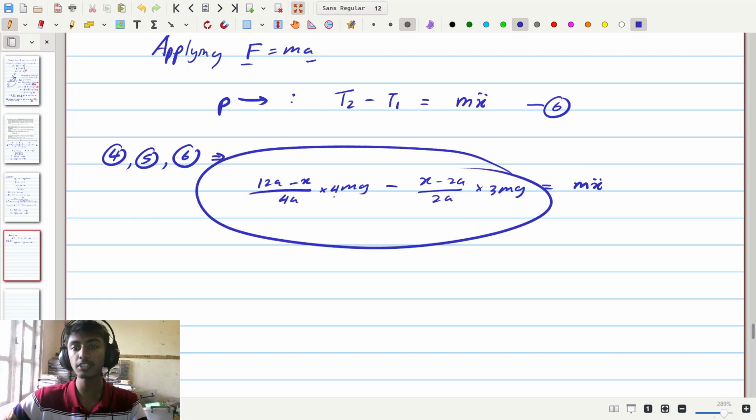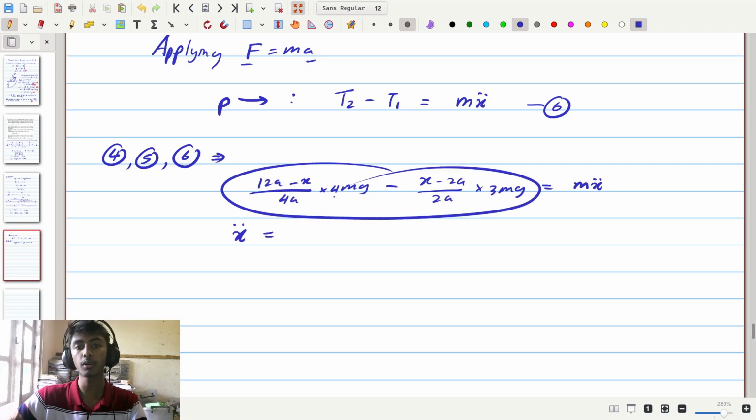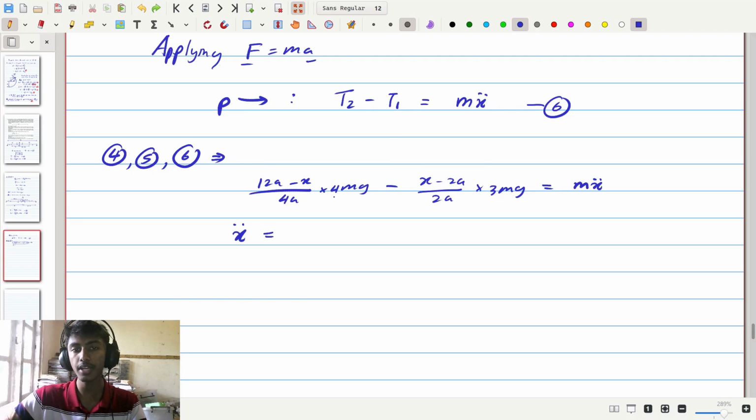Now if I start simplifying, I'm going to get x double dot equal to, and simplifying all of this, we can cancel this 4 for 4, leaving us with 12a minus x divided by 4, divided by a times g minus, and here we're going to have x minus 2a divided by 2a times 3g.